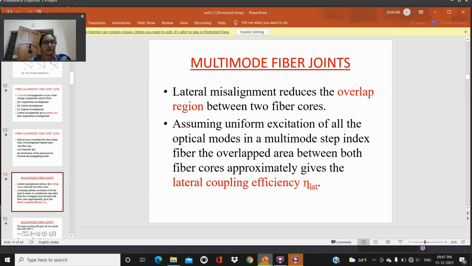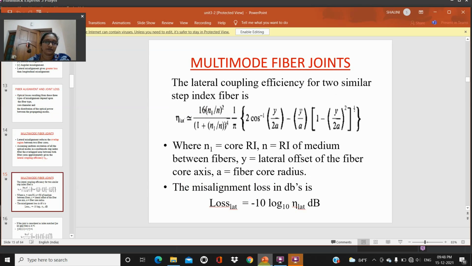Multi-mode fiber joints. Lateral misalignment reduces the overlap region between the two fiber cores. Assuming uniform excitation of all the optical modes in a multi-mode step index fiber, the overlapped area between both fiber cores approximately gives the lateral coupling efficiency, eta lateral.